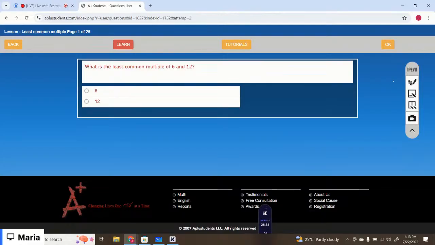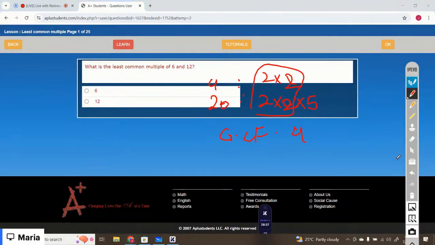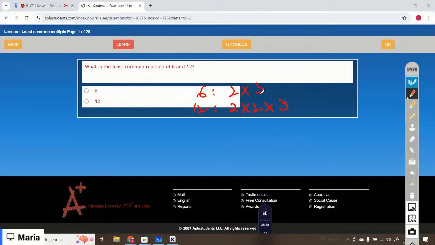What is the least common multiple of 6 and 12? Let's just write down the prime factors of 6 and 12. That is 2 times 3. 2 times 2 is 4 and 4 times 3 is 12. So the common factors are 2 and 3 and the non-common factor is 2. 2 times 2 is 4 and 4 times 3 is 12. So the correct option is option number 2, that is 12.